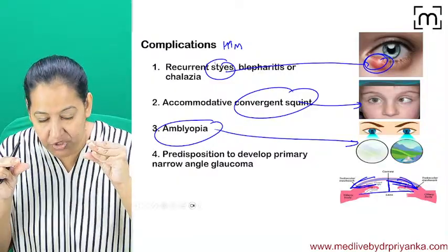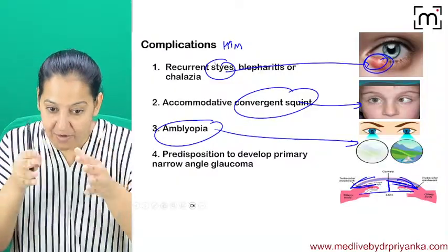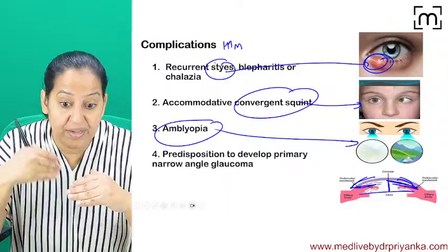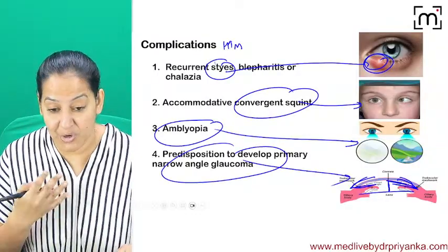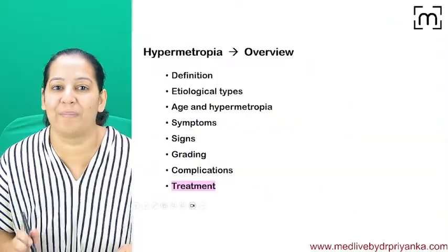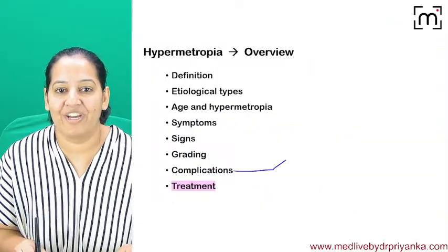this angle gets closed, so the trabecular meshwork gets closed. The aqueous humor cannot be drained. It will lead to increased intraocular pressure, and that will lead to angle closure glaucoma. This is how you have to understand the four complications. So you know the four complications now.